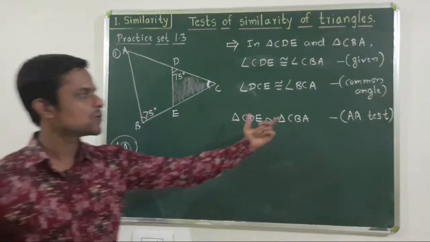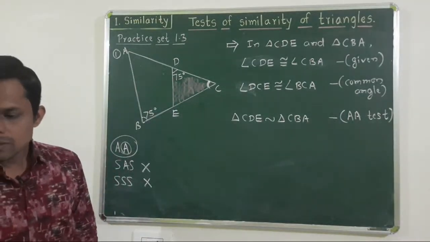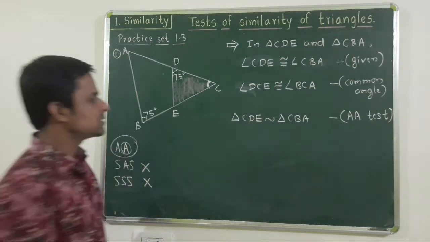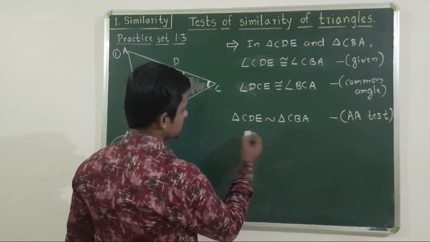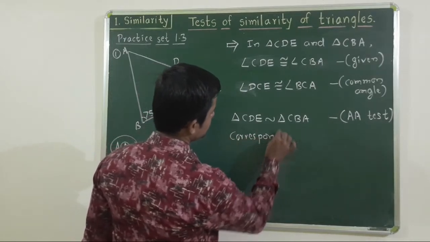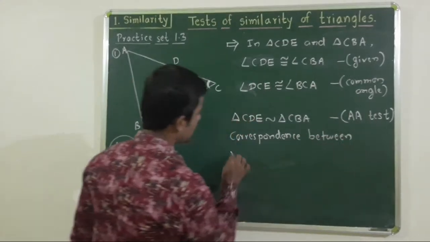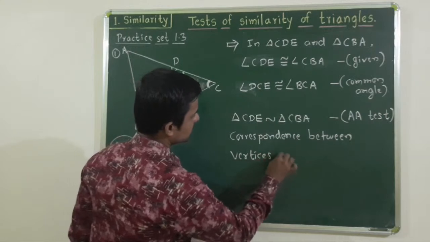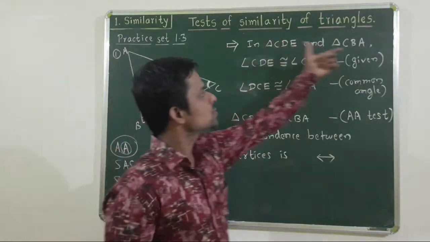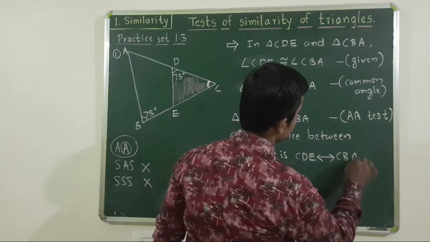Triangle CDE is similar to triangle CBA by which test? By the AA test. And one more question is given there. Also write the similarity of these two triangles by proper one-to-one correspondence. Correspondence between vertices is CDE corresponds to CBA.